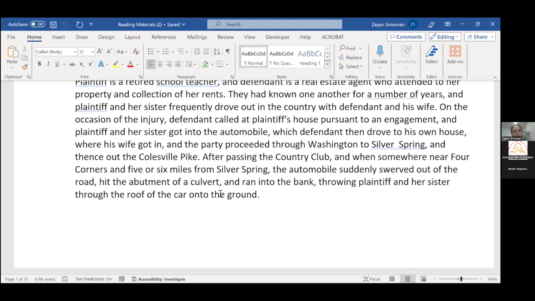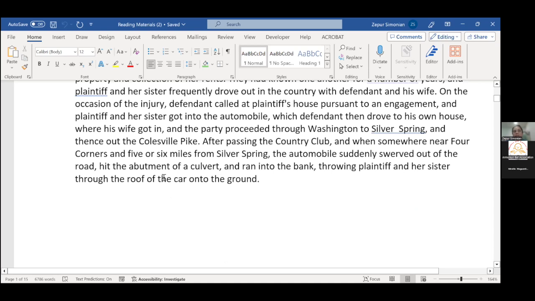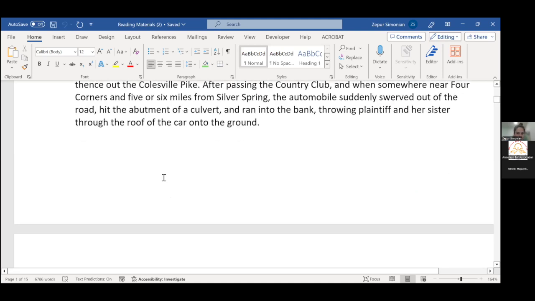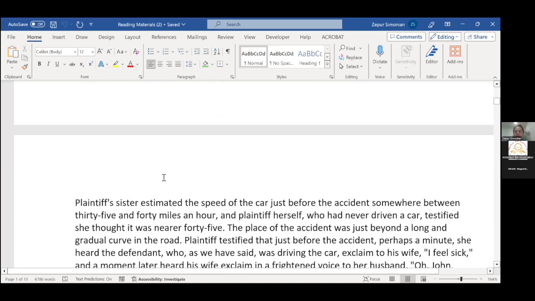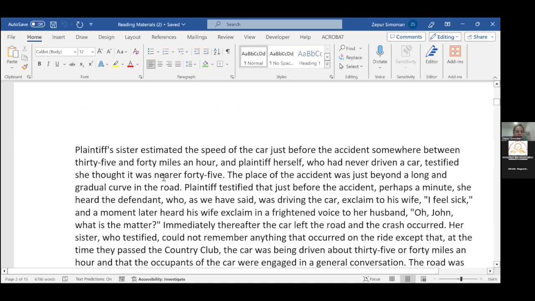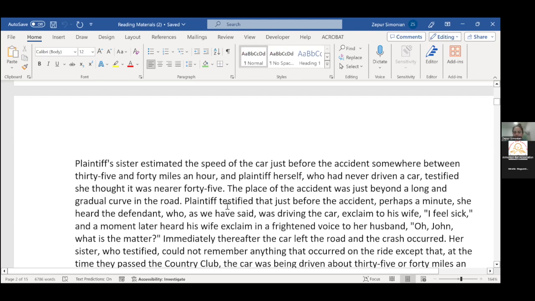Again, this is only to tell me, look, there was an accident here. Here were the people involved. So if I'm going to summarize this or even put it in a brief, all I'm going to say is car accident, 4 people involved. They know each other, max. That's it. There's no real fact that I really need to get out of that. So plaintiff's sister estimated the speed of the car just before the accident somewhere between 35 and 40 miles. And plaintiff herself, who had never driven a car, testified she thought it was nearer to 45.